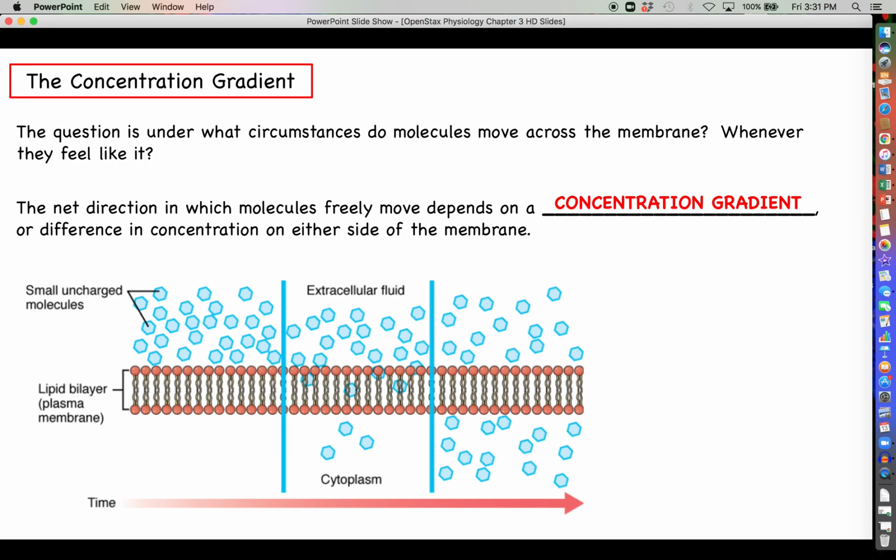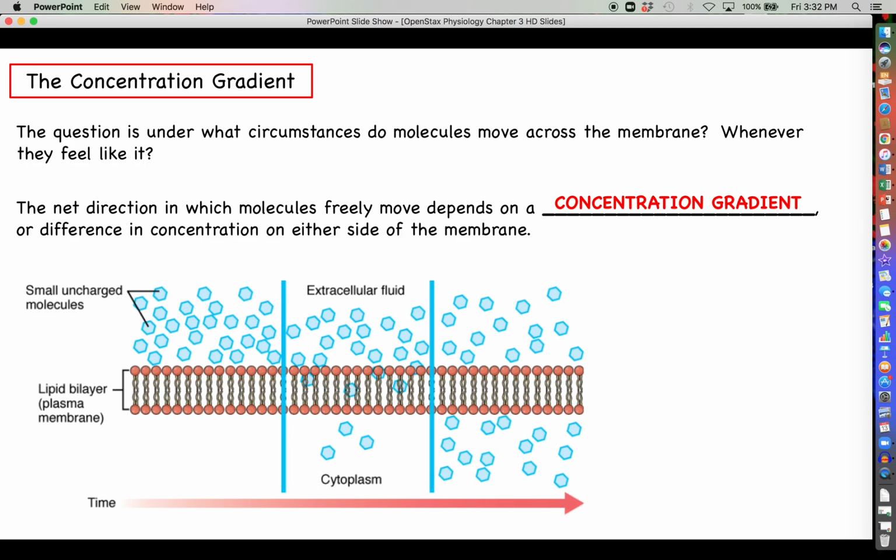Now, what you'll notice at the far left of this figure, when time first begins, so time is going on as you go from left to right, at the very beginning of this little demonstration, the concentration of this blue molecule is very high in the extracellular fluid and very low in the intracellular fluid. In fact, we could say the concentration is 0 down here because there are no molecules down here. So the concentration is very high on one side of the membrane and very low on the other side of the membrane. This is exactly what we mean by a concentration gradient.